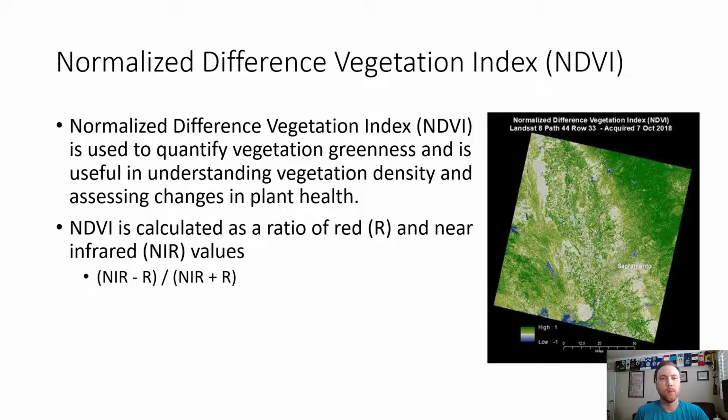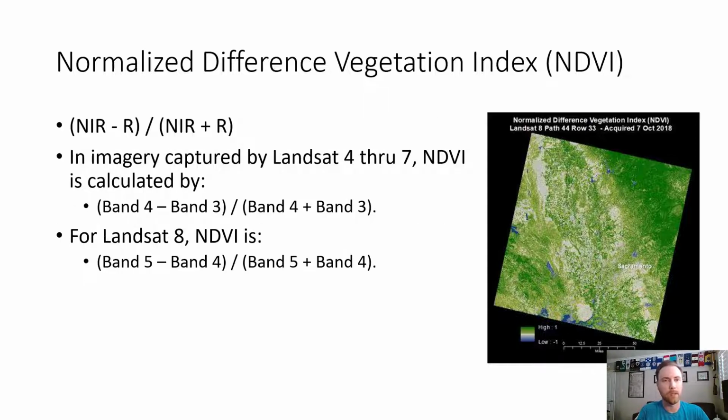So how do we actually come up with this? It's an index, right? So essentially it's a ratio. NDVI is calculated as a ratio of the red band and near infrared bands. So we take near infrared minus red and divide that by near infrared plus red. So it's the difference divided by the total. You don't need to know the ratio, but that's how we arrive at that.